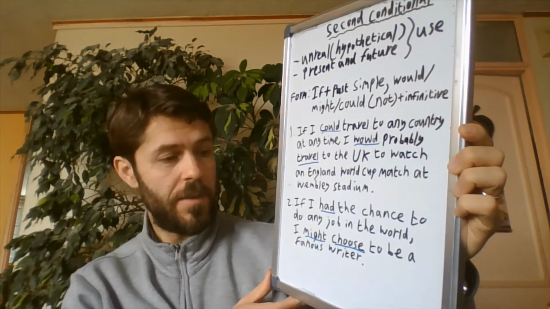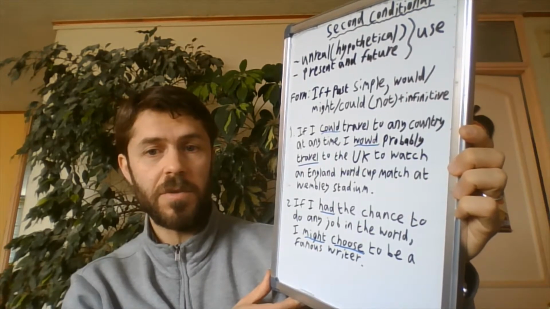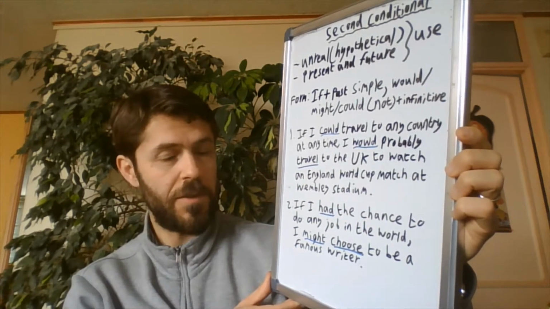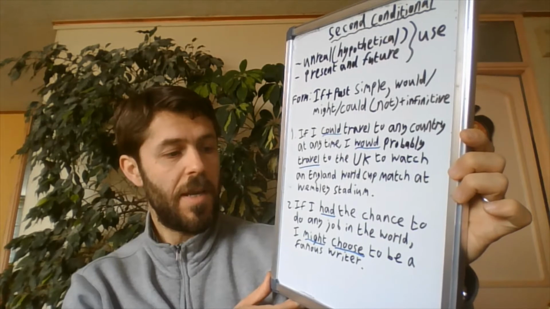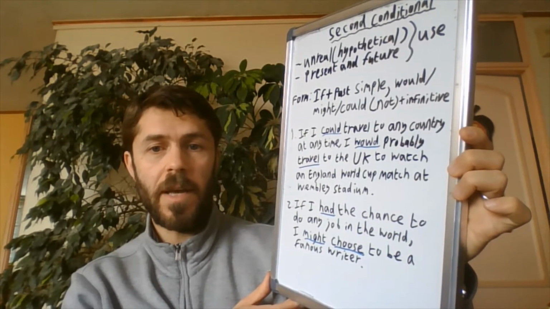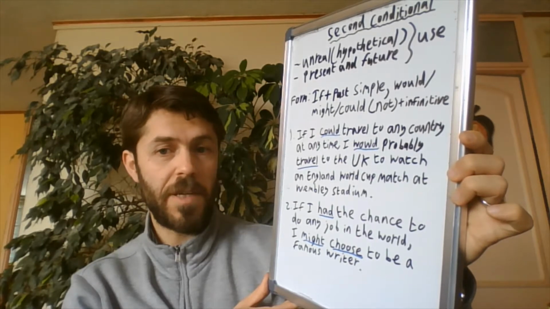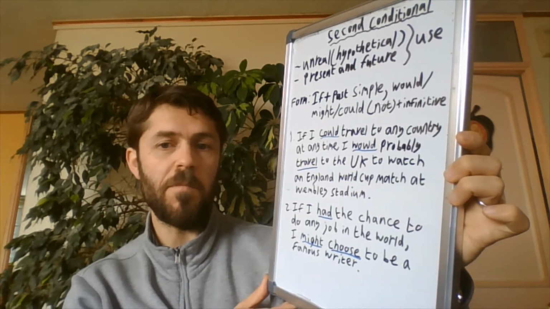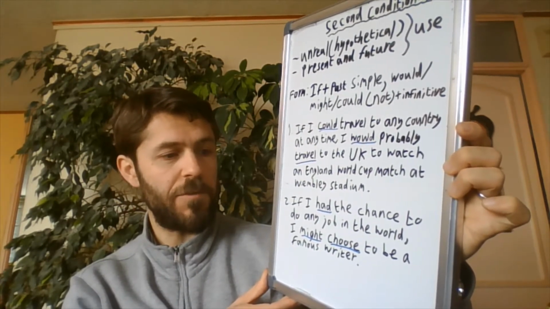without to again. So here I chose might, I might choose. So choose, infinitive without to. Not might to choose. No, might choose. And might because it's something that is possible, right? So it's not definite. It's only possible. I might choose to be a famous writer.